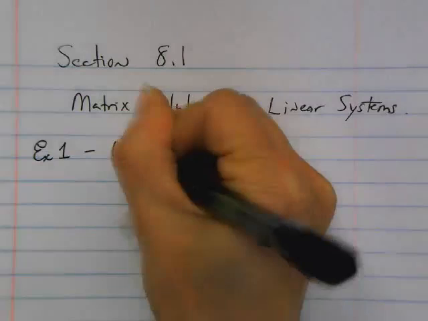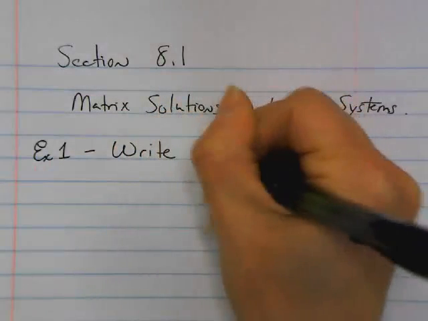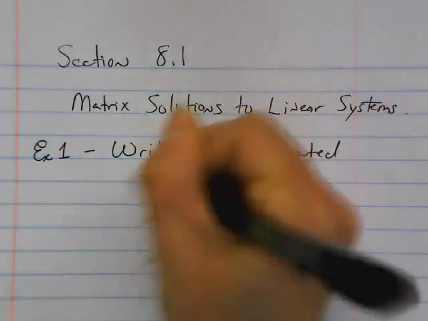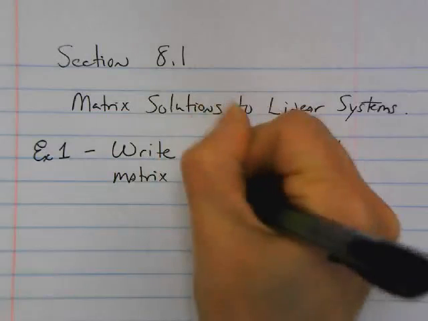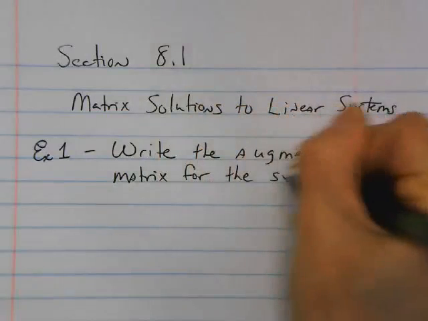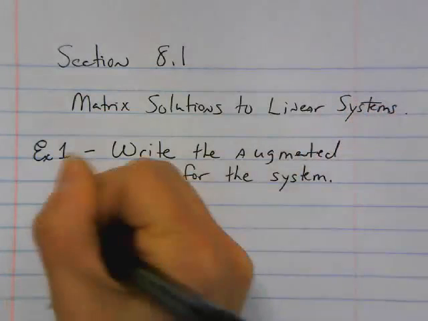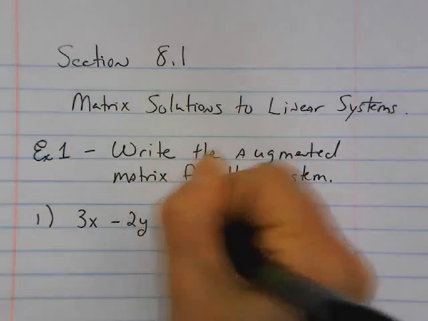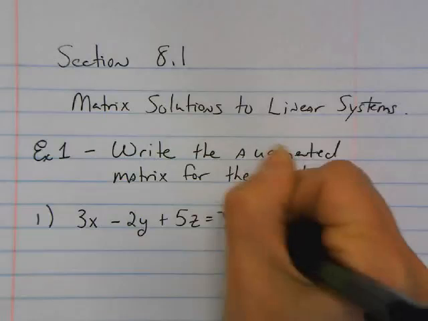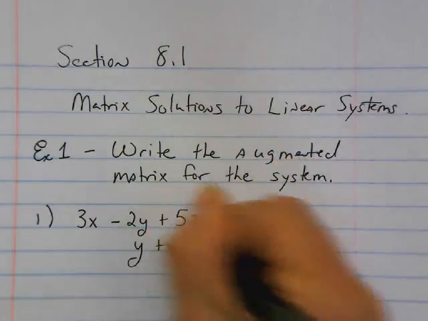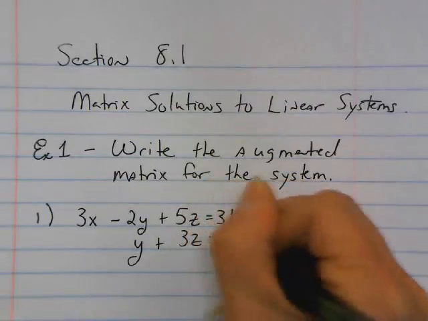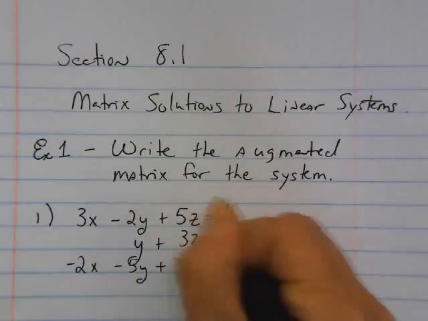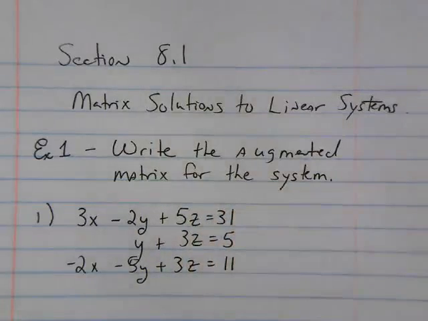Example 1. We're going to write what's called an augmented matrix for the system. Okay, so I'm going to give you a system. 3x minus 2y plus 5z equals 31. y plus 3z equals 5. Negative 2x minus 5y plus 3z equals 11.